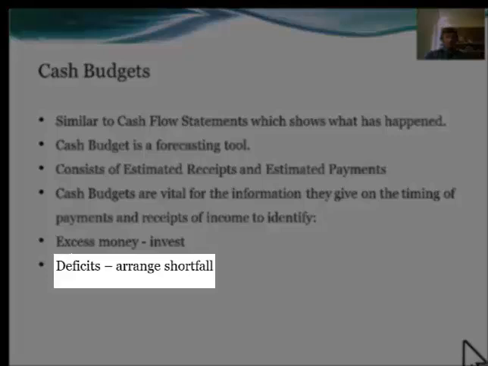But more commonly, we have a situation where we have a shortfall. Then managers must arrange a way to cover the shortfall in the short term, and by that I mean that if it's a short-term deficit, then we go to the bank and arrange a thing called a bank overdraft, which basically means that the bank will allow us to go into the negative up to a certain amount, hopefully only for a short period of time.